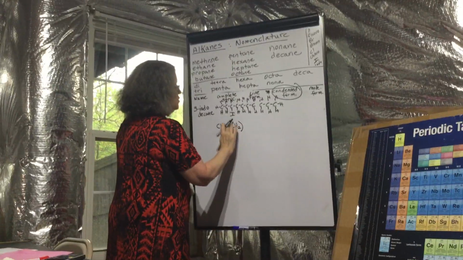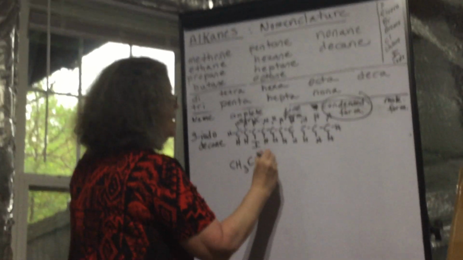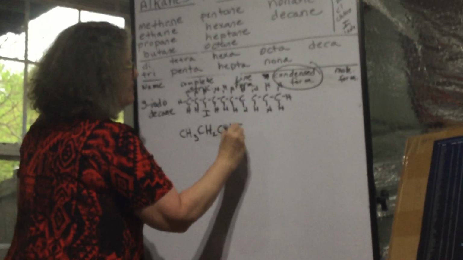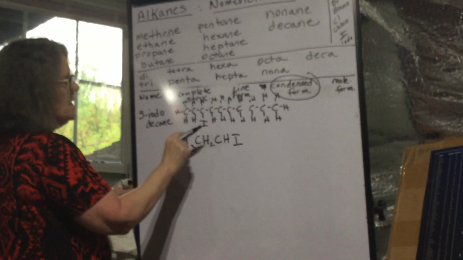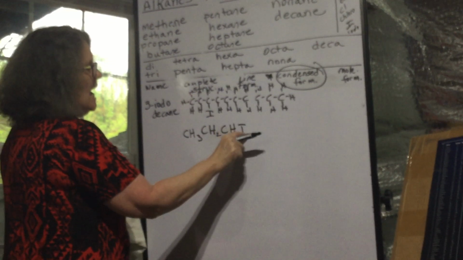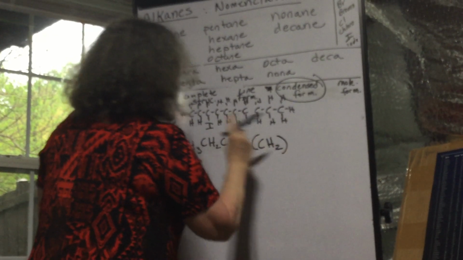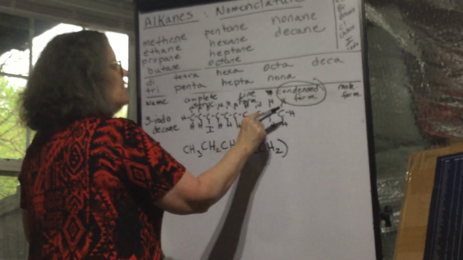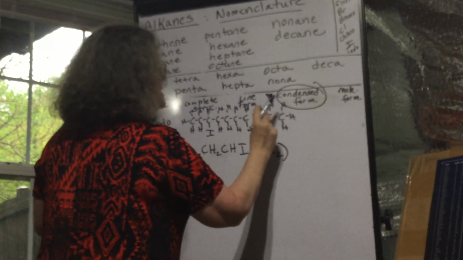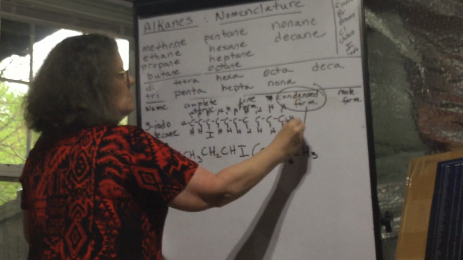Okay, wait a minute. So let me just do it this way. Let me put CH2, then I have CHI, okay? CH3, CH2, CHI. Now, how many CH2s do I have? Let's count them. 1, 2, 3, 4, 5, 6, and a CH3. This is the condensed formula.